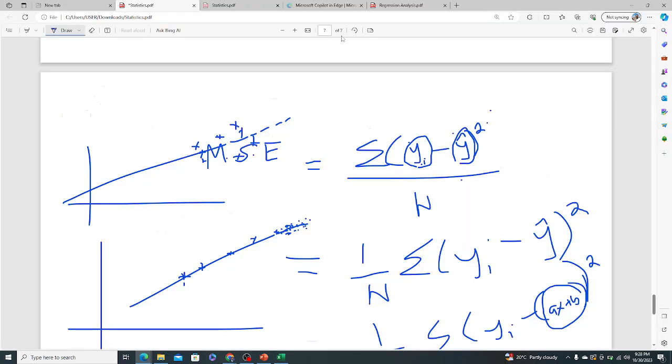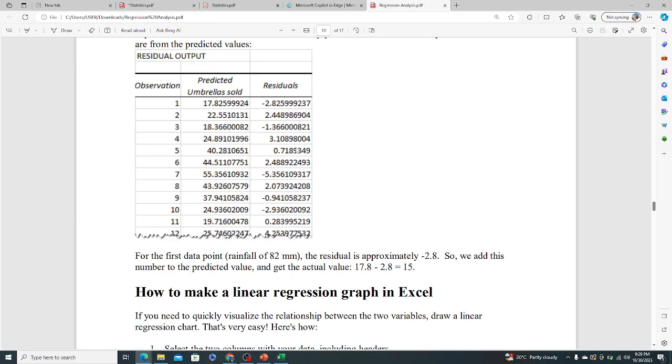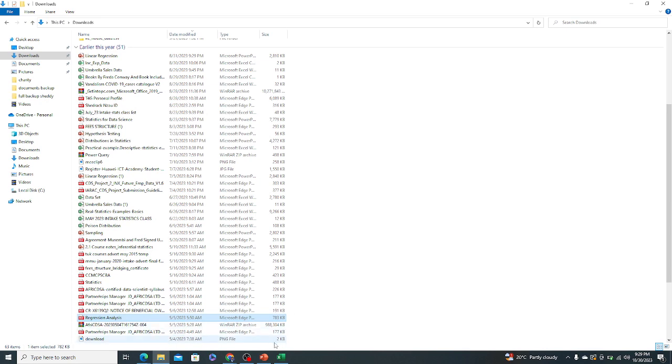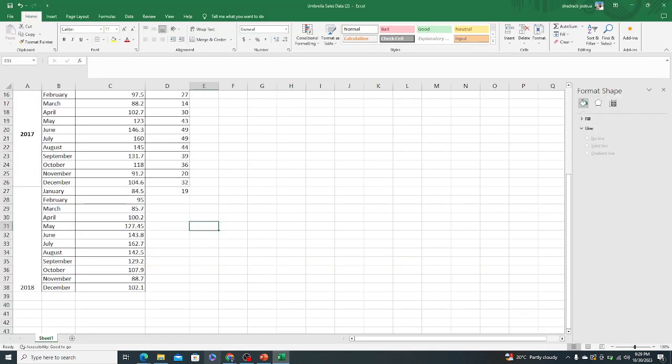We have the 15 up there minus this 17.8, 17. So you can see the difference is minus. Up there, we had a mistake. The second value we had 25, 25 minus 22. You can see now the value. I hope it makes sense.